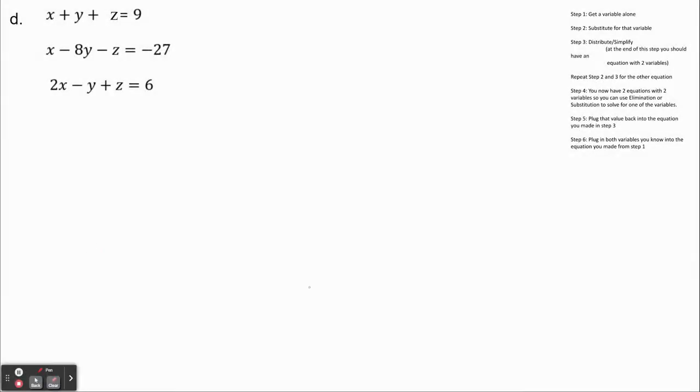So here we are asked to solve this system of equations with three variables. I have a bunch of steps here on the right, and I'm going to do my best to make it neat enough and clean enough to do on one page, but we'll see how that goes.